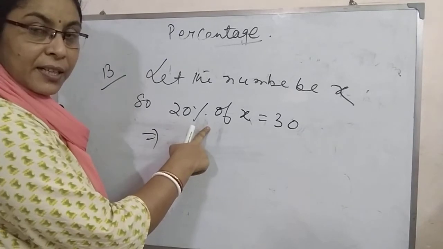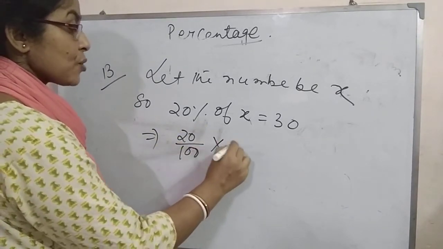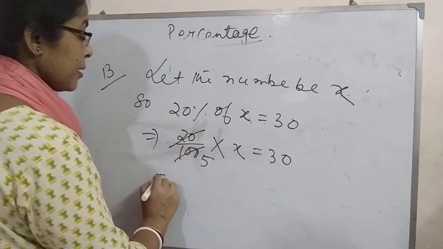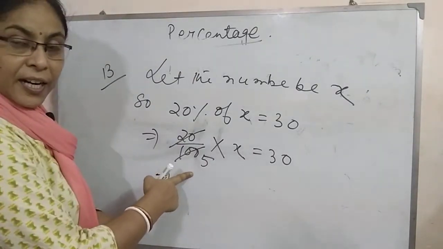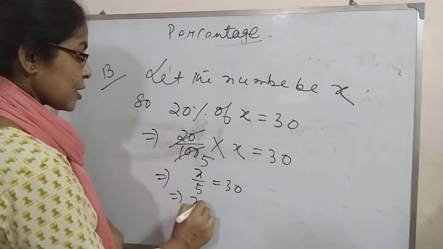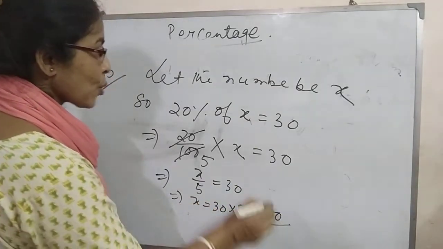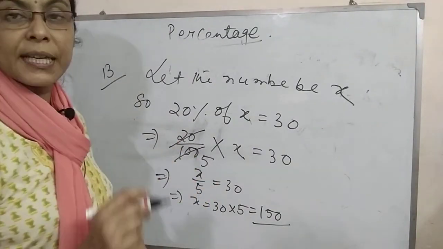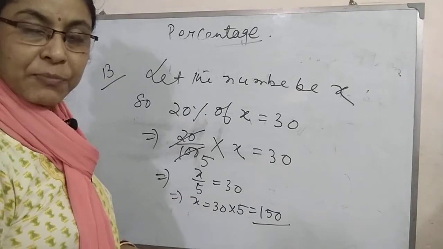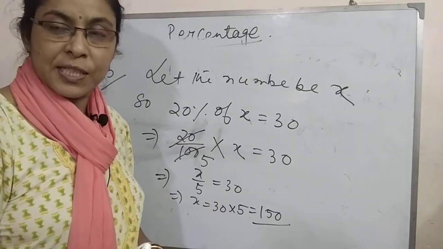Here it is given. That means 20% means 20 by 100, of means into x, this is equal to 30. 20 by 100 is 1 by 5, so x by 5 equal to 30, that is x equal to 30 into 5, this is equal to 150. So the required number is 150 and this is the answer of the given question.